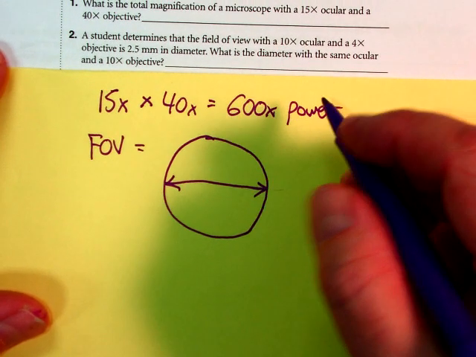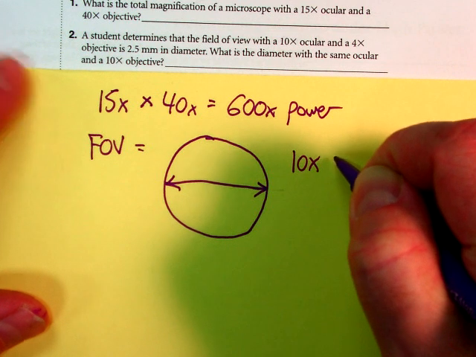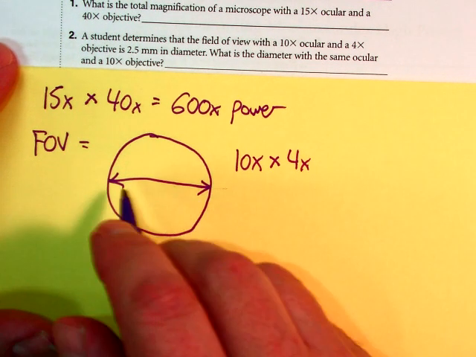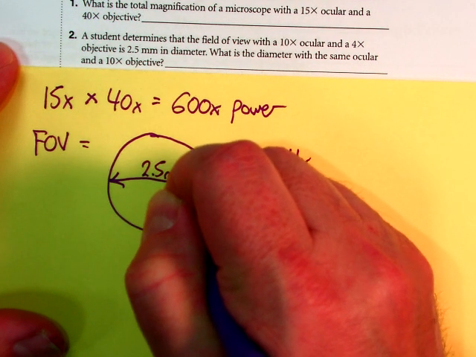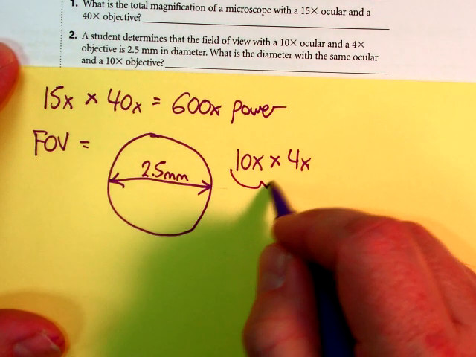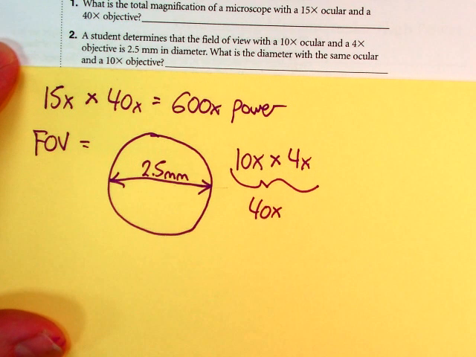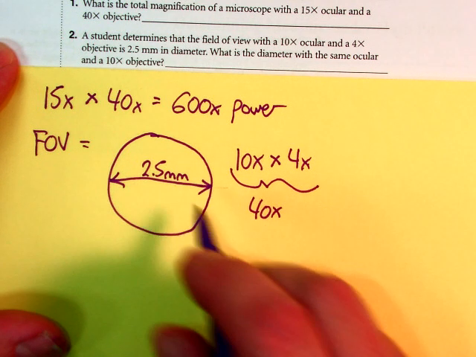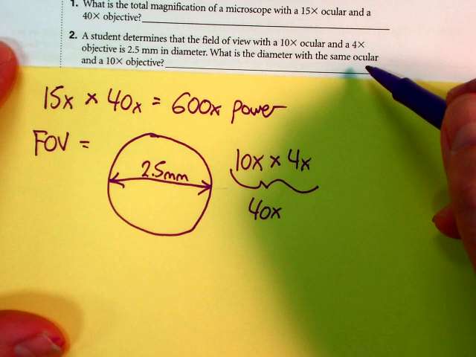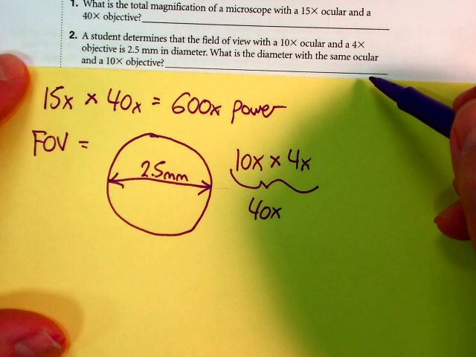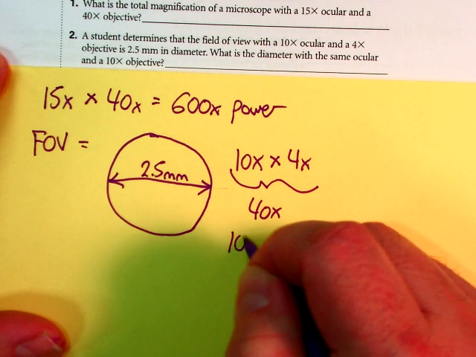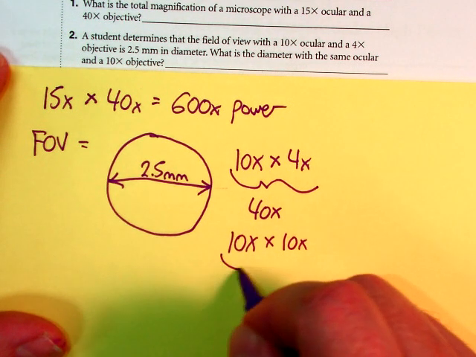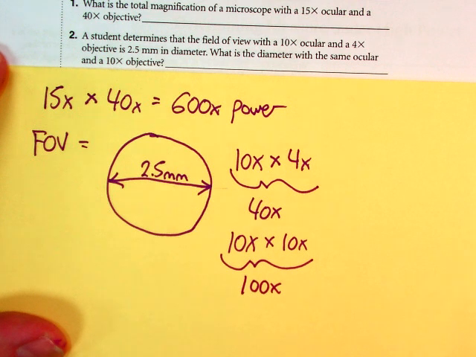So a student determines that with a 10x ocular and a 4x objective, the field of view is 2.5 millimeters. If we multiply those together, we get 40x. So we know that under 40x, the field of view across is 2.5 millimeters because they gave that to us. Now they're asking, what is the diameter with the same ocular and a 10x objective? Same ocular, 10x, times 10x for our objective lens. If we multiply those together, we get 100x.